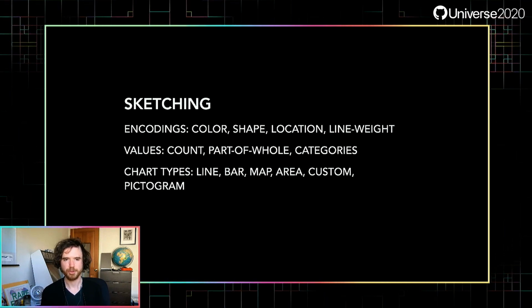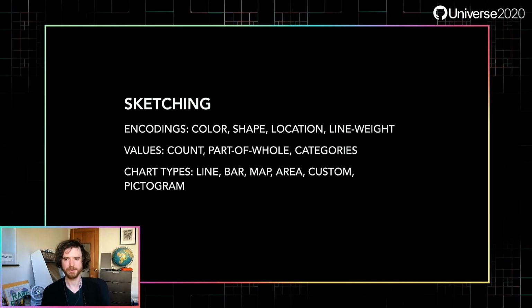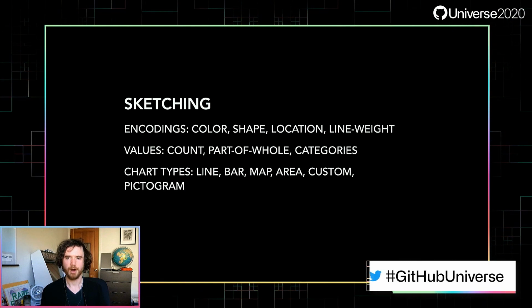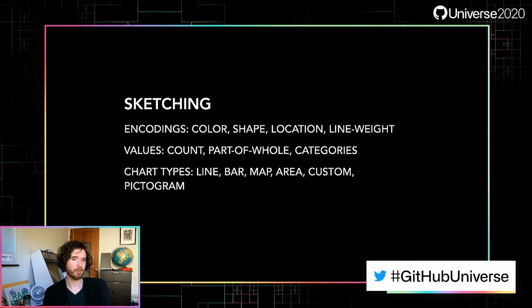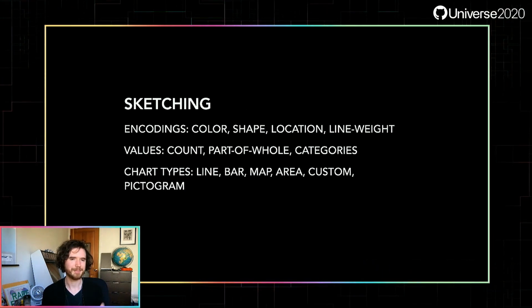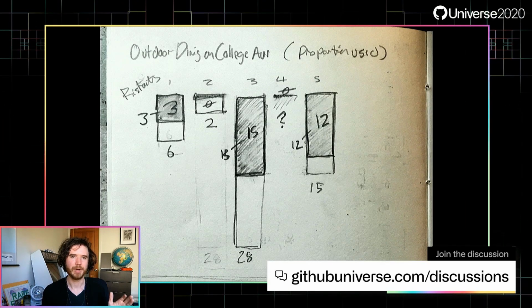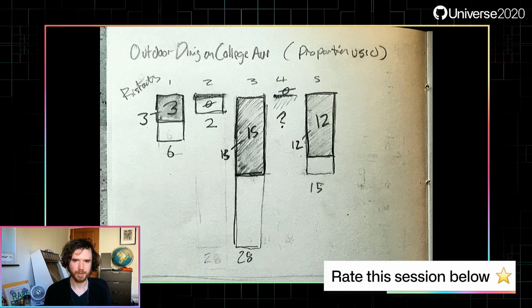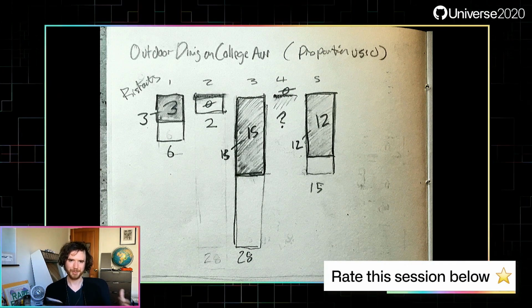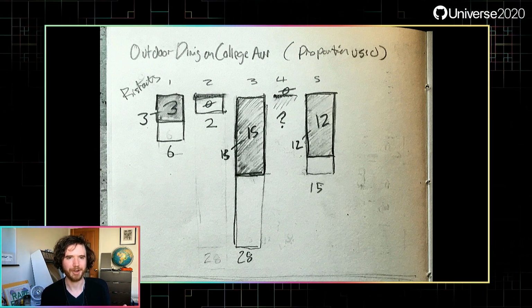And then there's lots of different chart types. We'll talk a little bit more about this in a minute, but often different chart types are well suited to different kinds of data, but there's a huge variety of them, right? So good to know what your options are. But before we get into that, I just want to show you a couple of sketches that I made. So we're back to the example project. We're looking at outdoor dining.